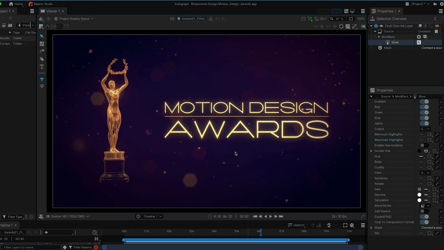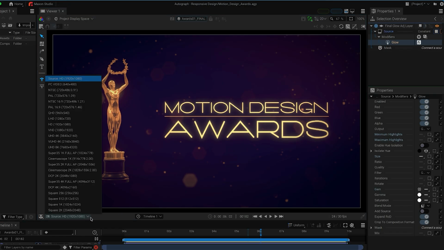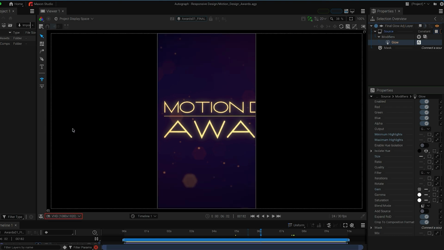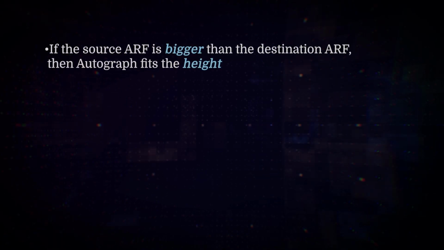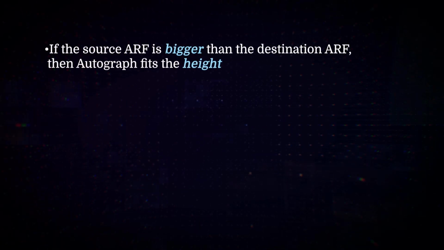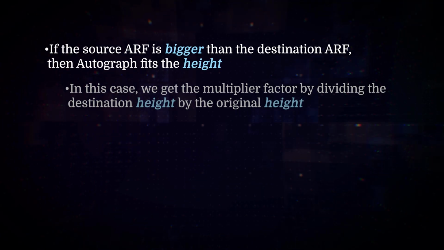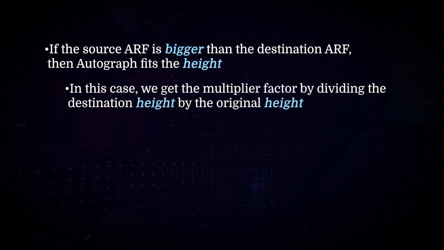So my 1.77 ARF HD comp looks like this when we go to vertical HD. It's again scaling up the 1080 height from HD to the 1920 vertical height in vertical HD. And then the rest of the comp gets cropped out by default. Note that when scaling by height, we get the multiplier factor by dividing the destination height by the original source height, as we did before.